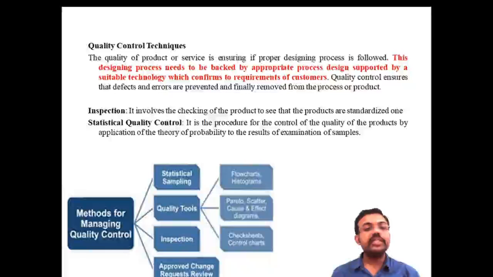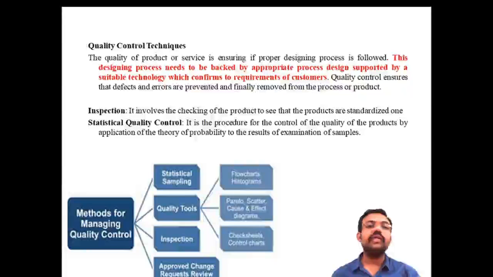And the last one is quality control. What is quality control? This is a design process that needs to be backed by an appropriate process design supported by suitable technology. Quality control is basically statistical techniques. QC is a part of quality. QC is a representation of quality control techniques. It's mainly related to statistical technical tools.